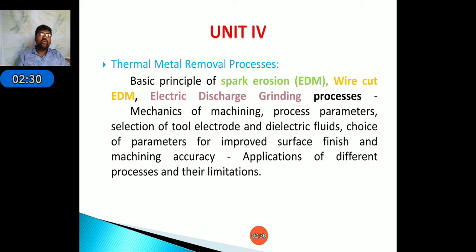These are the next. Coming to Unit 4. In Unit 4, we will learn about thermal metal removal process. That is basic principle of spark erosion, which is nothing but EDM. EDM is nothing but electro discharge machining. Okay. Next, wire cut EDM, electric discharge grinding process. In this, mechanics of machining, process parameters, selection of tool, electrode, and dielectric fluids, choice of parameters for improved surface finish and machining accuracy, applications of different processes and their limitations.